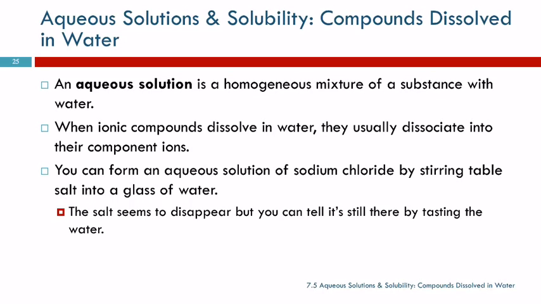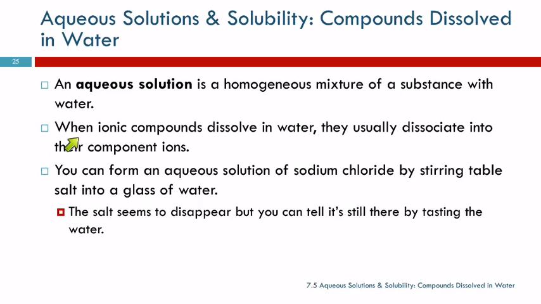Aqueous solutions and solubility. An aqueous solution is when you have a compound that's dissolved in water. It's a homogeneous mixture of a substance with water. It's homogeneous because when the substance dissolves in the water, it distributes itself evenly and it's uniform throughout. It's a mixture and not a compound because you could add more or less of the substance that is dissolved.